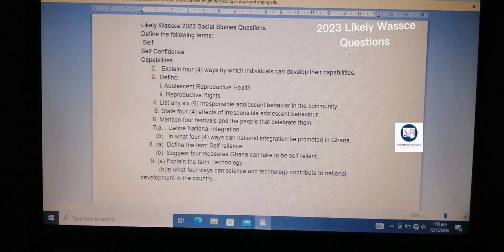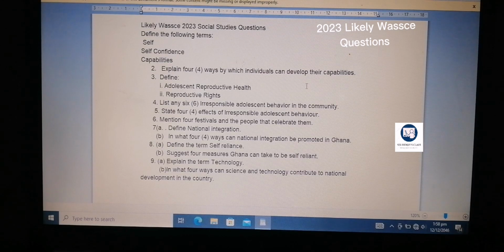Now the next question says we should explain 4 ways by which individuals can develop their capabilities. So how can individuals develop their capabilities? 1. Education and training. Since the question comes with explanation, we need to explain. So individuals must be educated and trained in order to identify their potentials and use them effectively for their betterment.